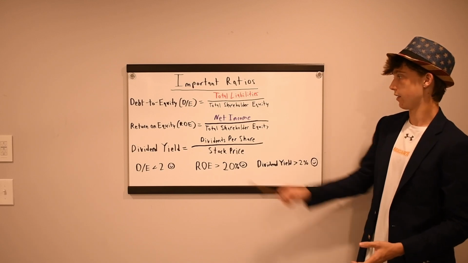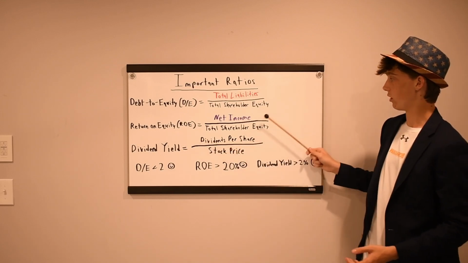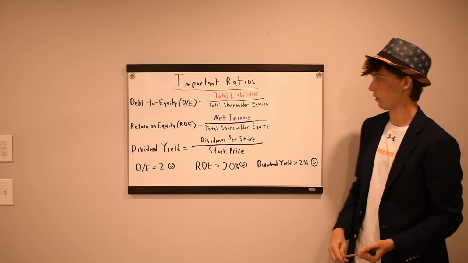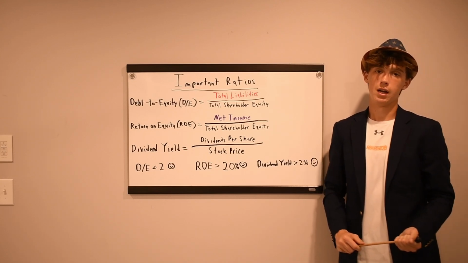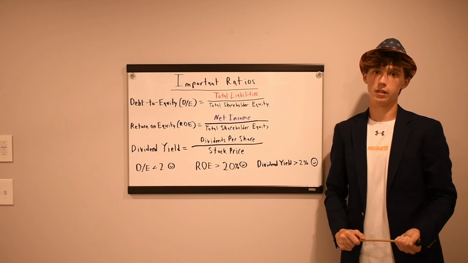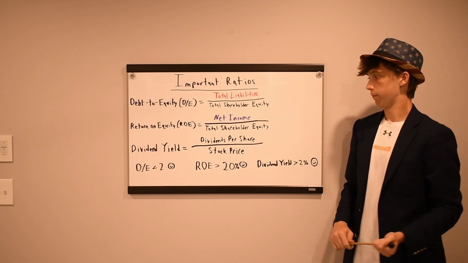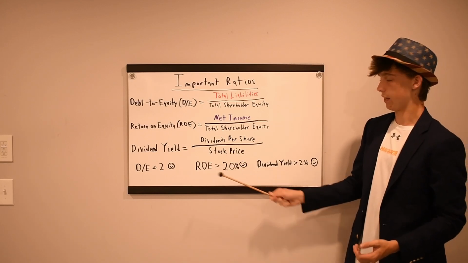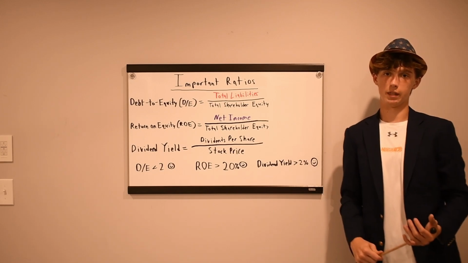Next is return on equity, or ROE, which is your net income divided by total shareholder equity. This allows us to determine how effective a company is at making money using shareholder funding. Ideally you want this number to be above 20%, and this proves that they are highly efficient at making money with shareholder funding.